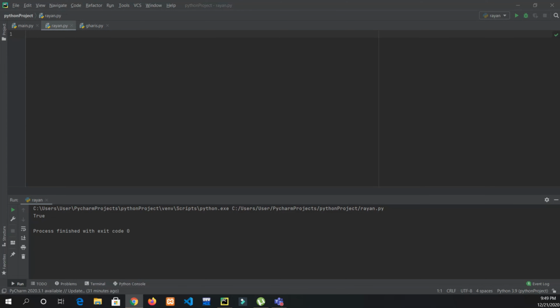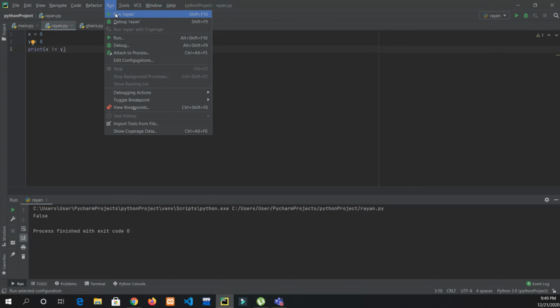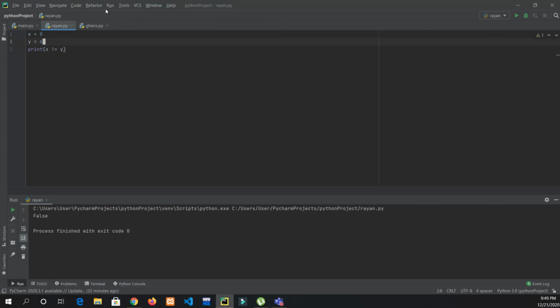Now we will discuss another operator, which is the exclamation mark followed by the equals sign. The result is False. Why? Because the exclamation mark means not equal. If we write 6 here, the result is True.